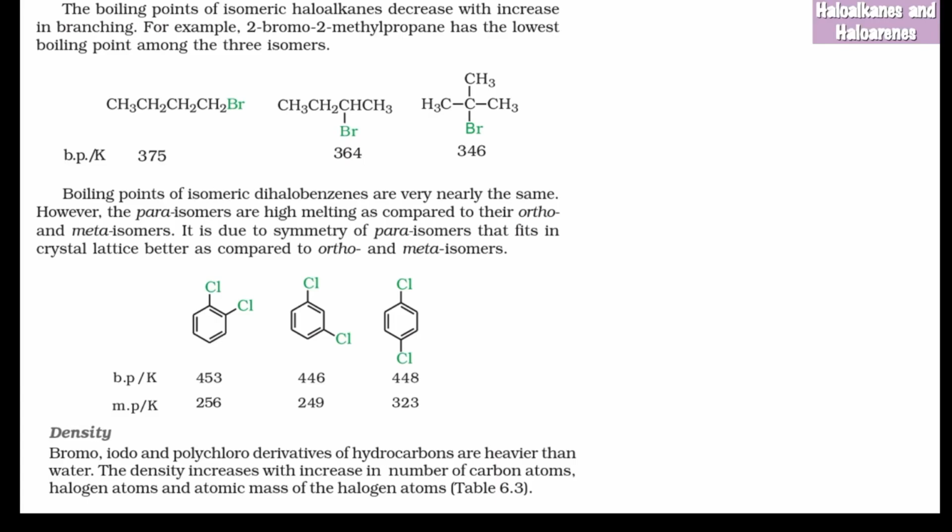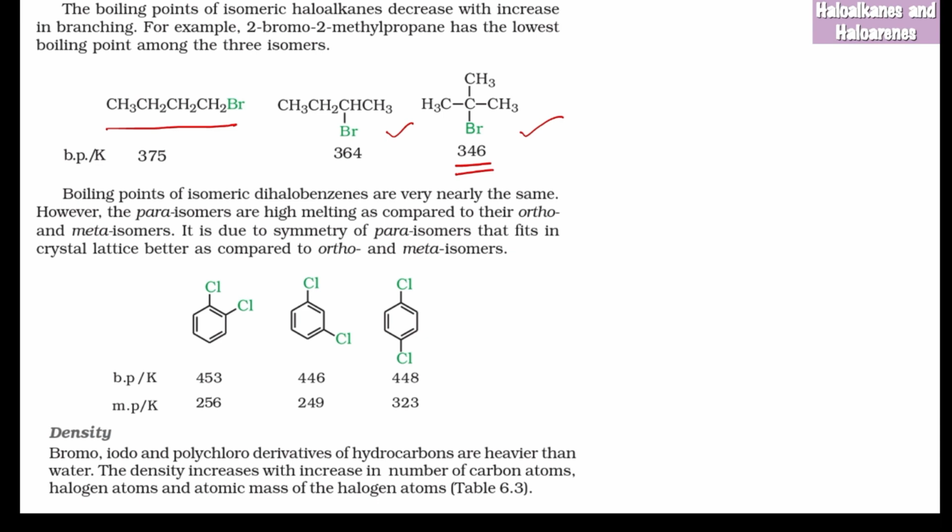Now, boiling point of isomeric haloalkanes. As you can see, this is a normal haloalkane. This haloalkane has one branch and this one has two branches. One is methyl and another one is due to bromine present on the tertiary carbon atom. It can be seen that with increase in branching, boiling point decreases. The one having the maximum number of branches has the minimum boiling point.